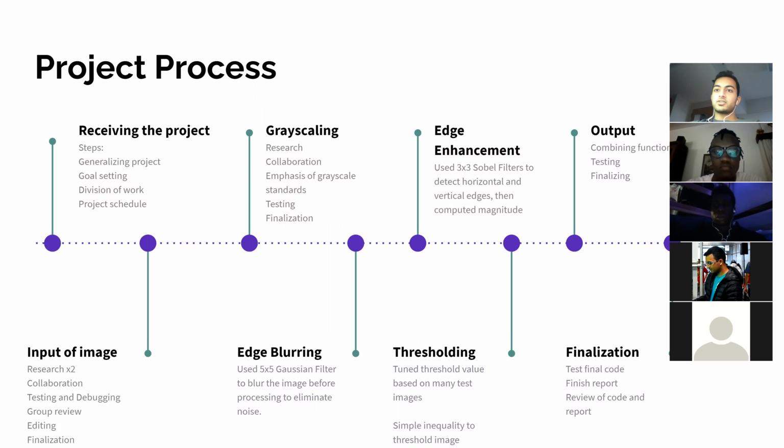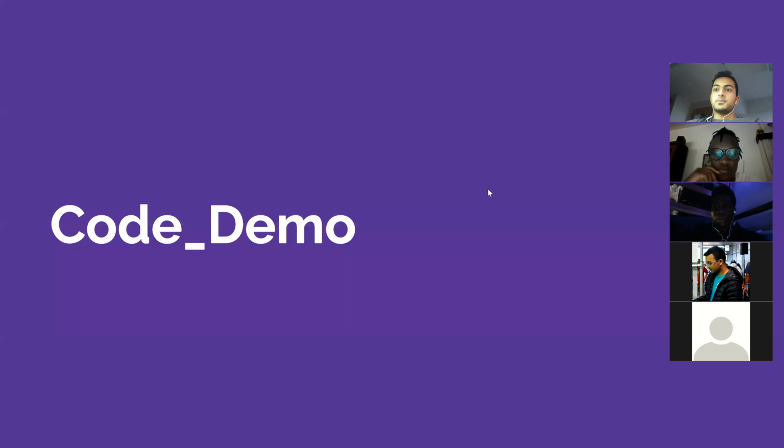The last step is thresholding the image. We just use a simple inequality using NumPy. We tune the threshold value based on running a bunch of images and tuning in a value that would give us the most detail while preventing noise. Then we just output it and finalize the code.